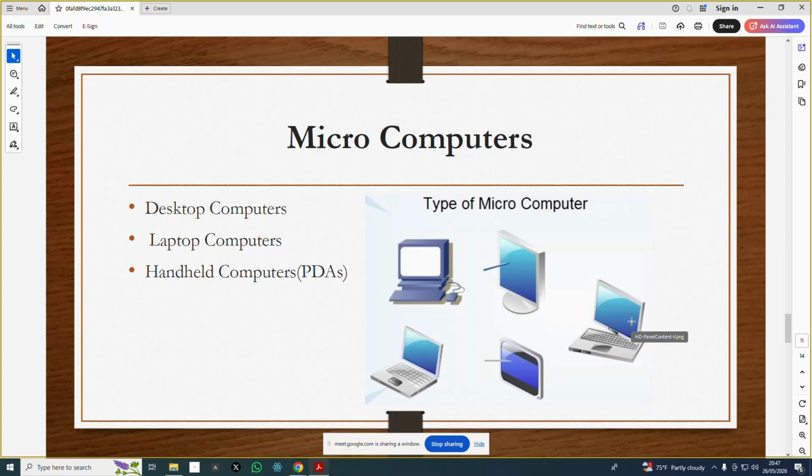So these are the laptops. Those are micro. Sometimes they are classified under personal computers. So when someone talks about personal computer, it is the same. They are the microcomputers. You get my point?